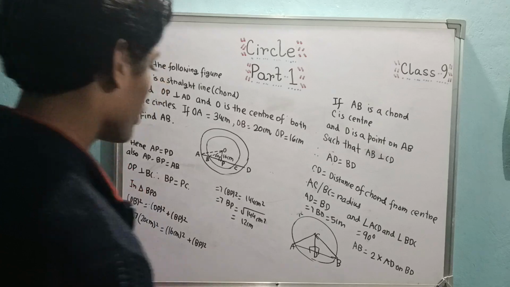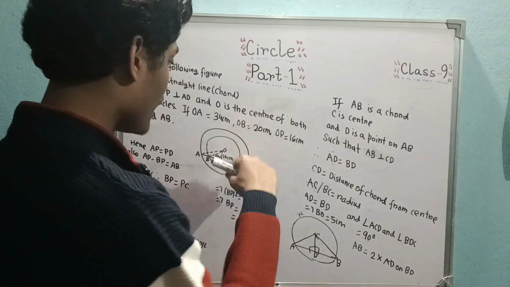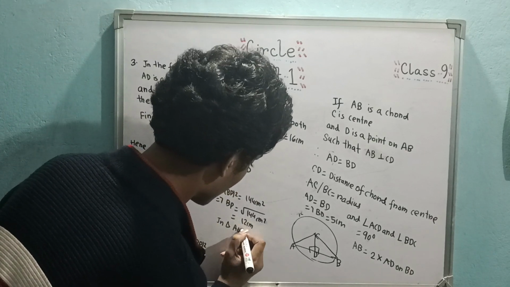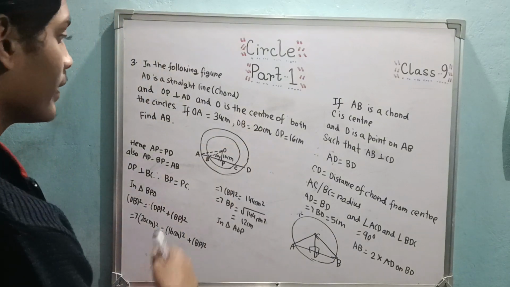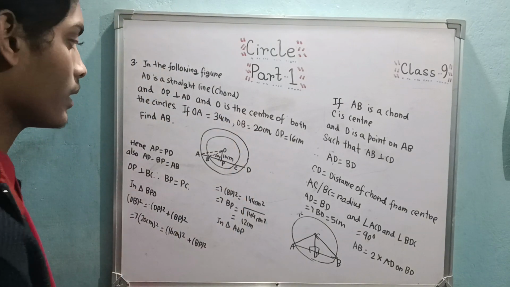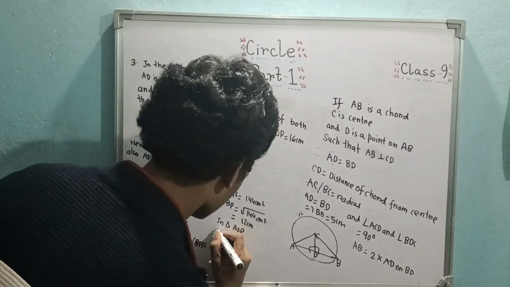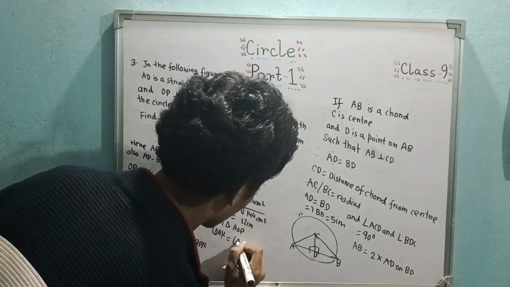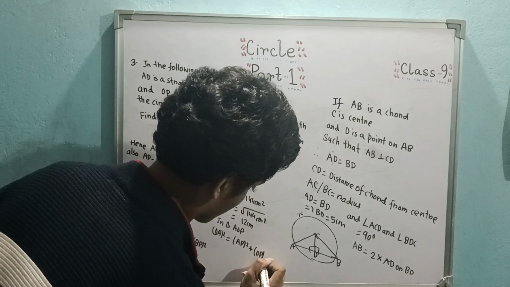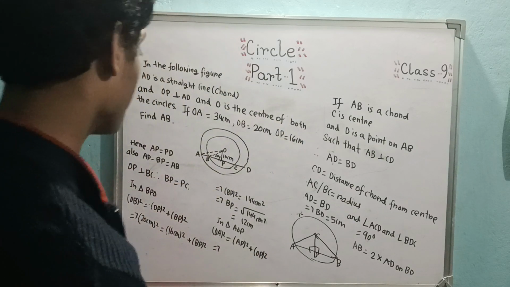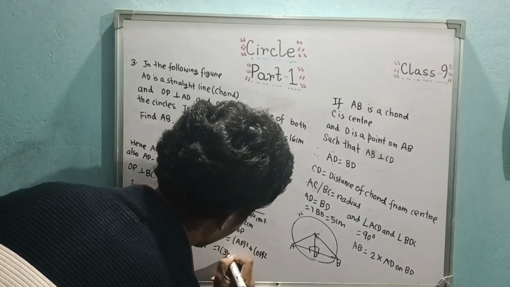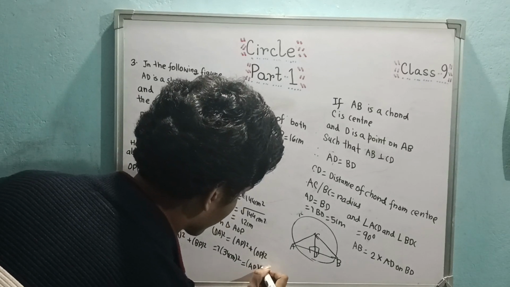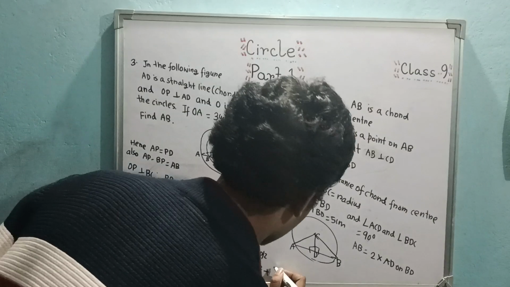We get BP. Okay. Now another triangle is there, which is AOP. That is also a right angle triangle. In triangle AOP, again see, hypotenuse AO square equals base AP square plus height OP square. So AO is 34 cm square, or OA square equals AP square plus PO square, or AO square 34 cm square equals AP, we don't know, plus OP square 16 cm square.